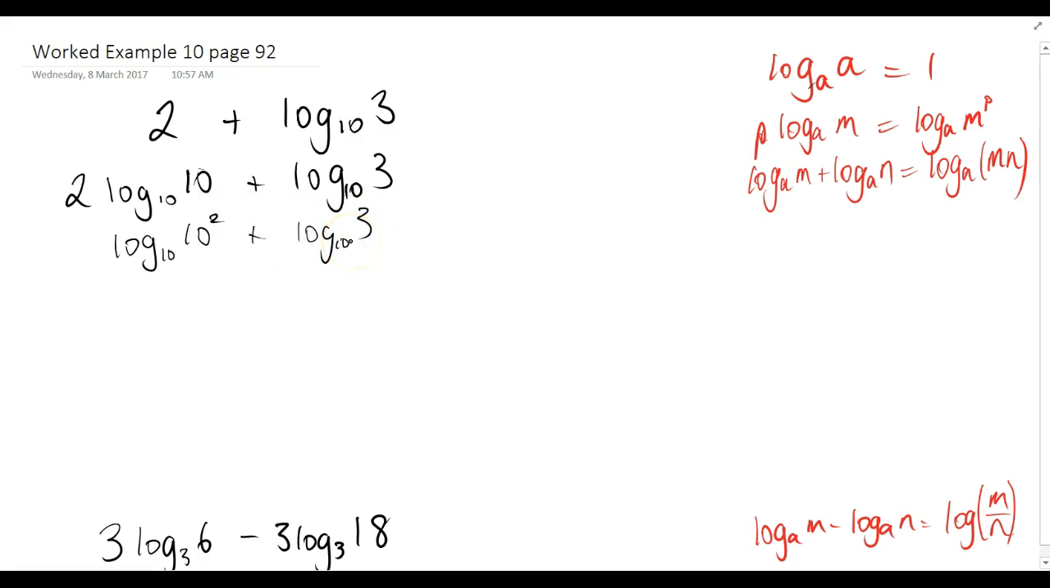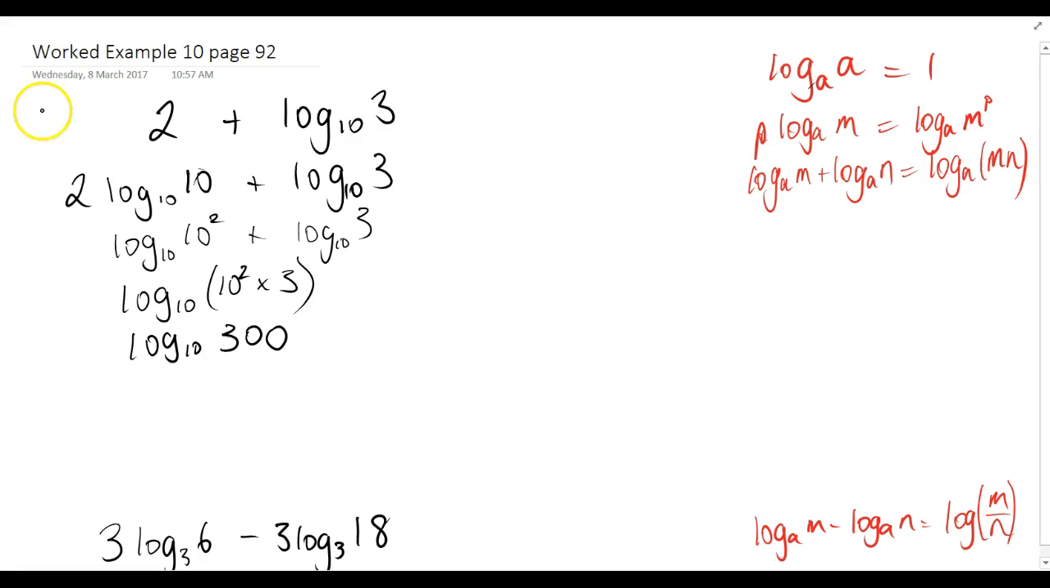And now I can directly apply my rule here where I've got my addition of logs becoming the log of the multiplication of those numbers. So that's going to be log 10, and then I'm just going to multiply those two. So 10 squared times 3. And so what I've got there now is just log base 10 of 300. And that would be my final answer.